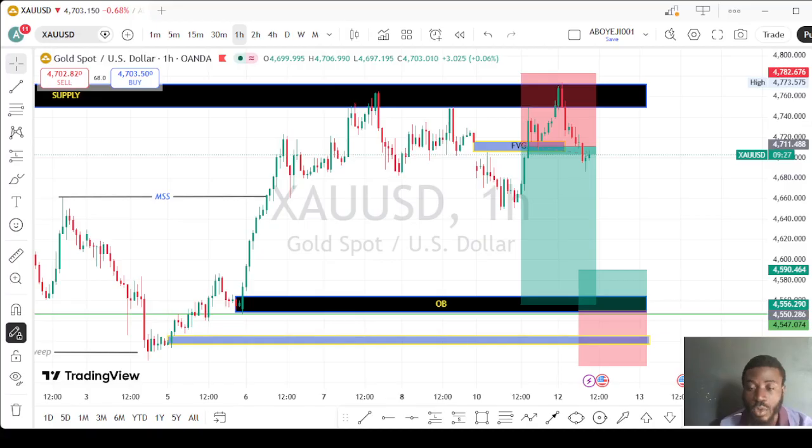Good morning, good afternoon, good evening, wherever the time zone you are turning in from. You already know what we do in this chart, trader. Let's just focus and see what the market has for us, and let's just see what opportunity the market created for us.